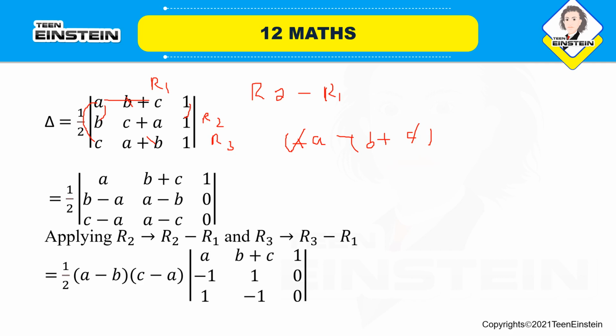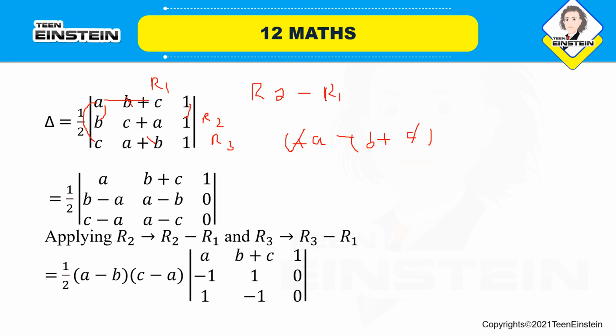Why are we using these operations? How to choose these operations? We are simplifying the values of the determinant using the row operations. Okay, so I am going to simplify the elements. If I get more number of zeros, then it will be easy to evaluate the determinant. That's why I am using these operations. Okay, so after using these two operations, you are getting this.